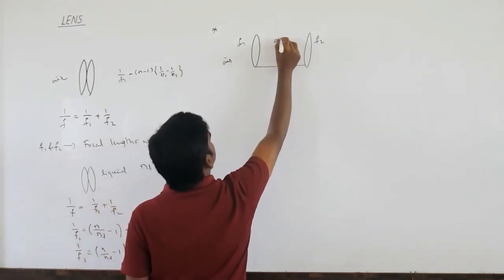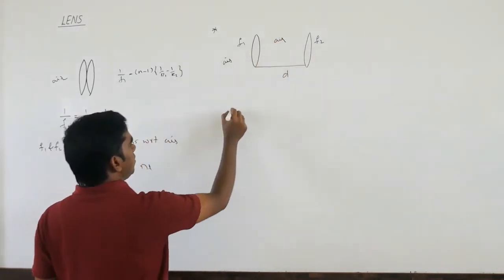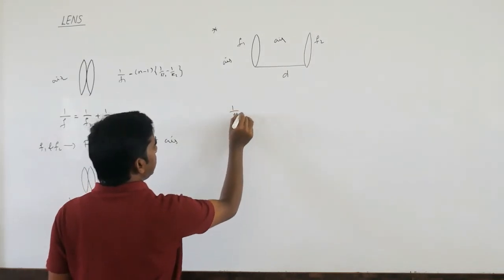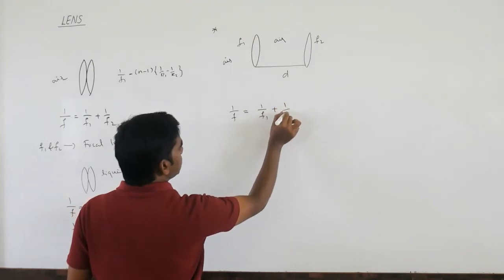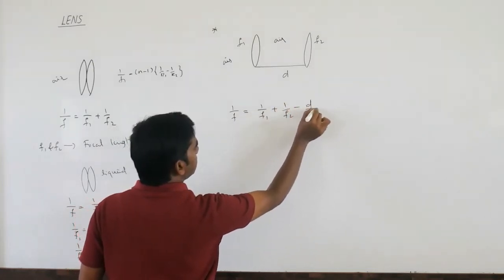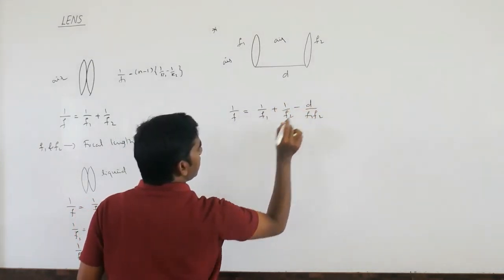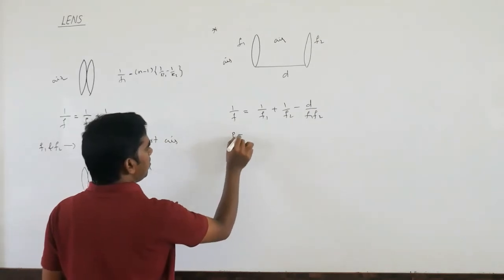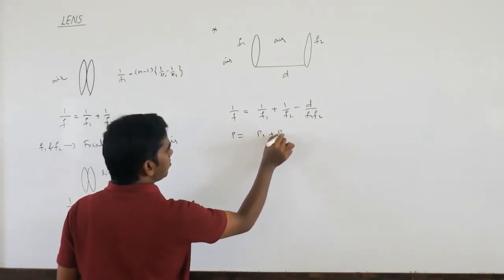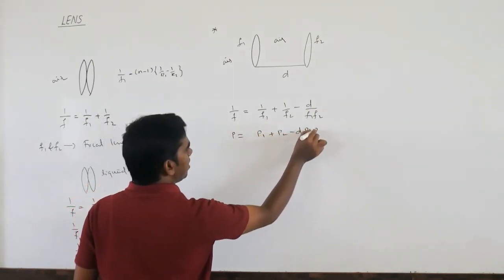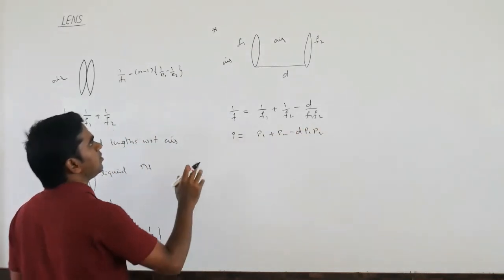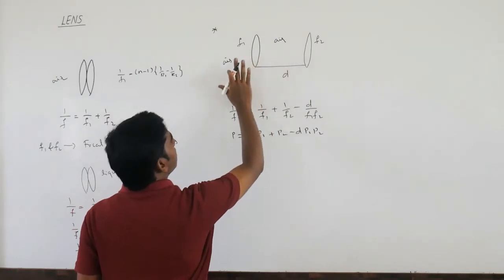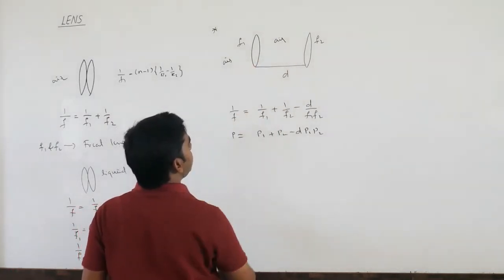So if this is the case, what is the equivalent focal length? The equivalent focal length is 1 by f equals 1 by f1 plus 1 by f2 minus d divided by f1 f2, or if you want to write power, P equals P1 plus P2 minus d P1 P2. So this is how we can get it when the combination is kept at a distance d.